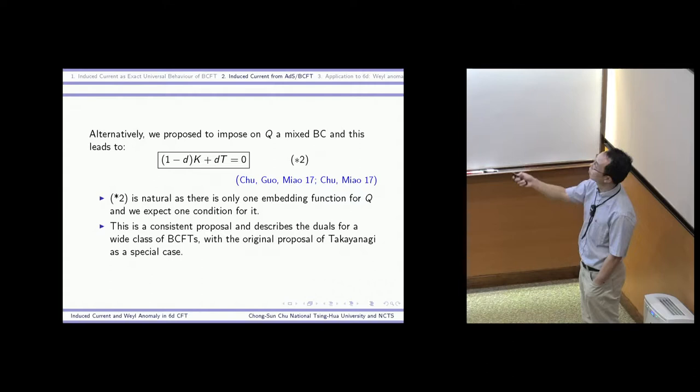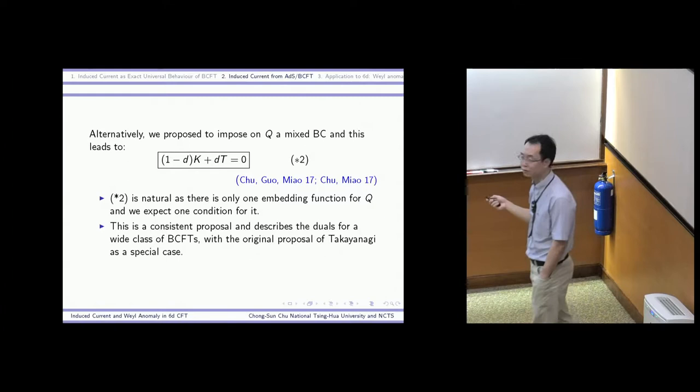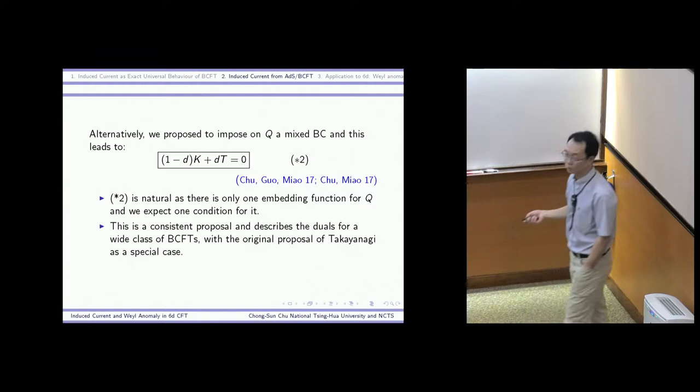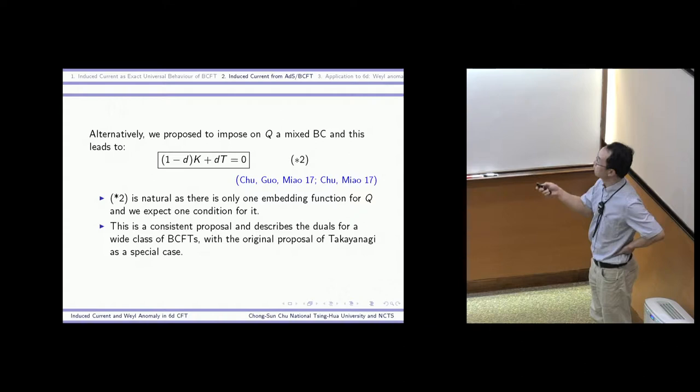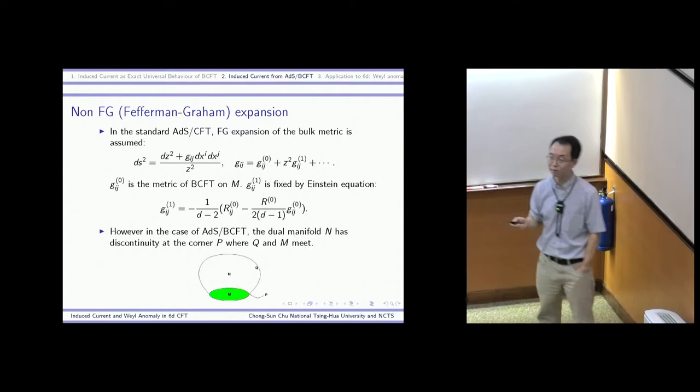This equation is quite natural because, as I said, the embedding is defined by a codimension one function, so you only need one equation. This is the standard equation you would use in the case of a codimension one brane embedding. We have shown that this proposal is consistent, computing different things. And it contains the original proposal of Takayanagi, because it's just the trace of his equation. So this contains his proposal as a special case.